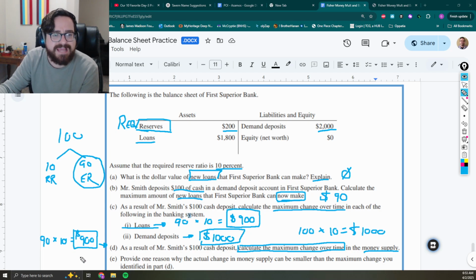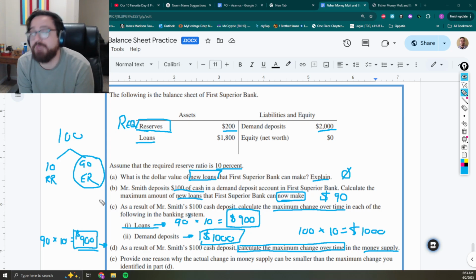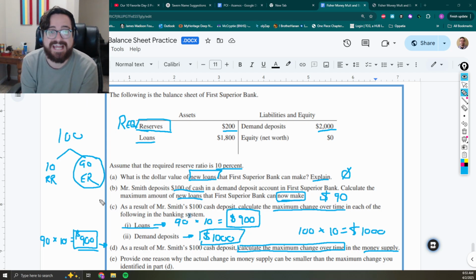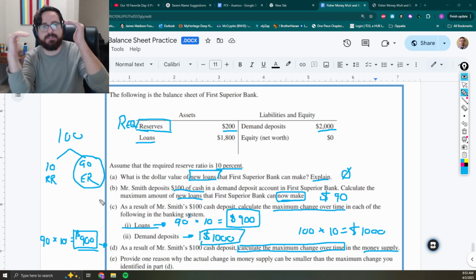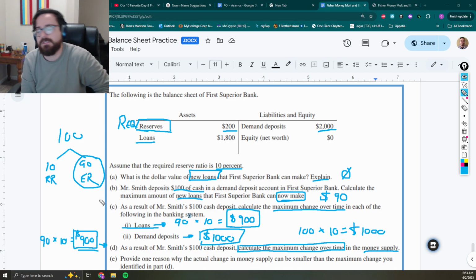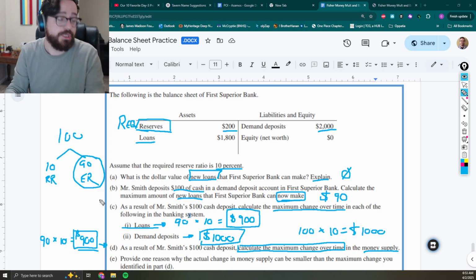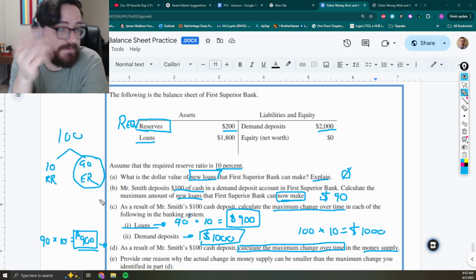Provide one reason why the actual change in the money supply can be smaller than the max change you predicted in part D. Basically, why might this not happen? Why might this $900 not happen? If you know how the multiplier works, money gets deposited, loaned out, deposited, loaned out, all the way down until there's no money left. There's a number of issues with that logically, like will the bank be able to loan out all of that money?